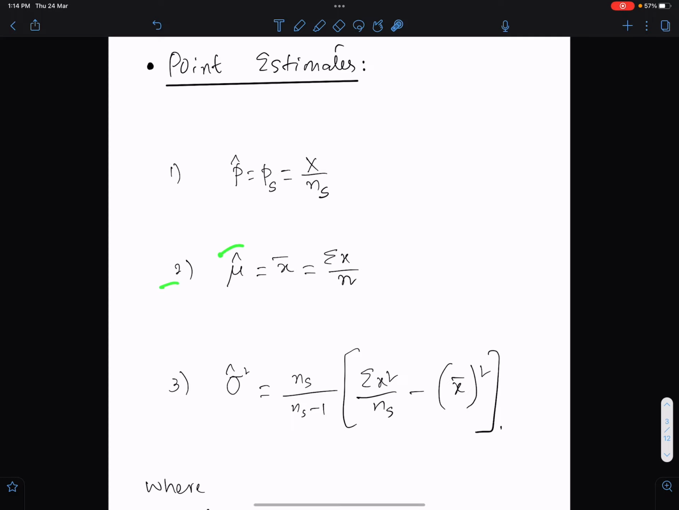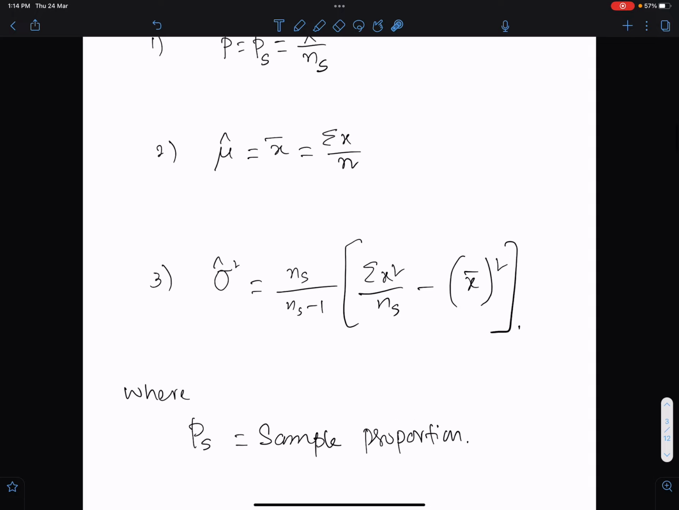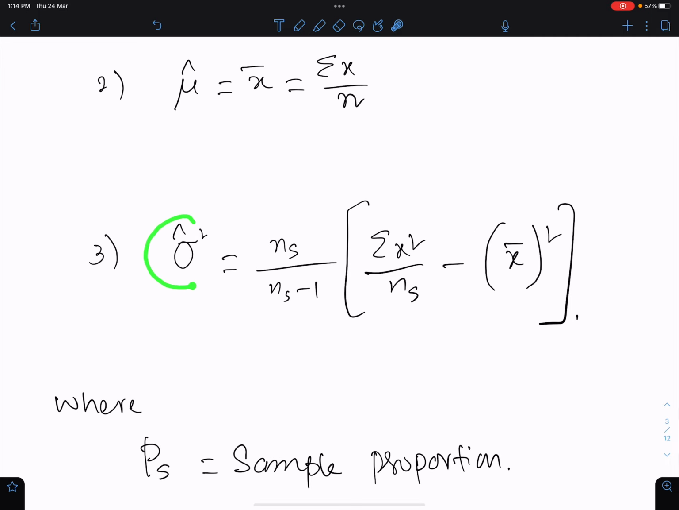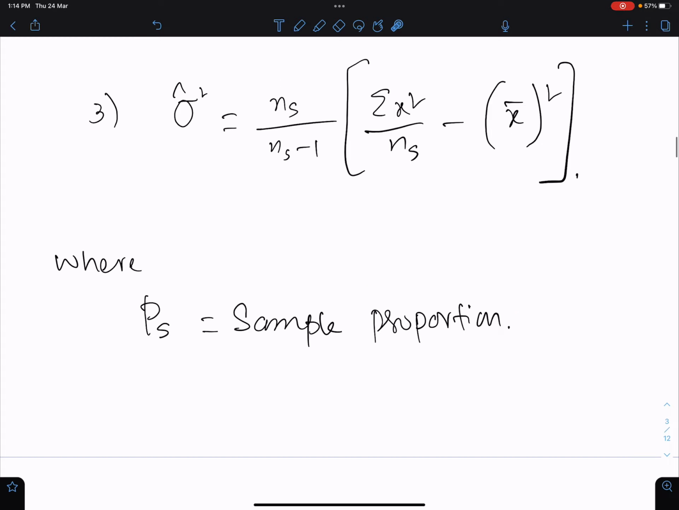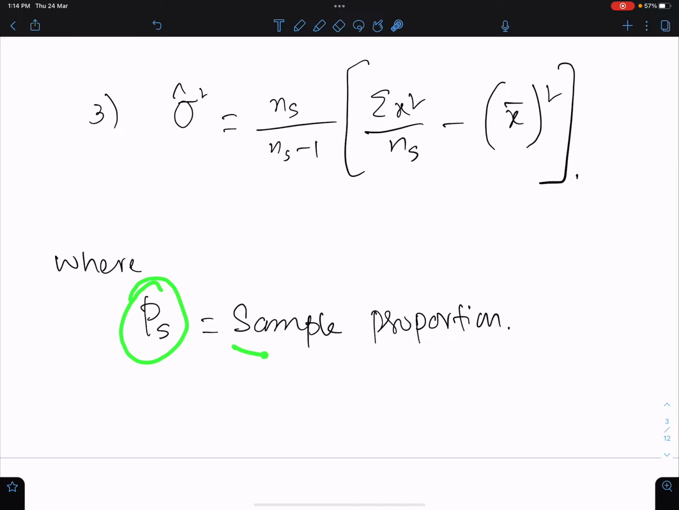Formula number two, mu cap. Mu cap means the unbiased estimate of population mean, and this is equal to the sample mean, and this is the formula of sample mean. Number three, the unbiased estimate of population variance, and the formula of this is n_s over n_s minus 1 times the sample variance, S squared. This is the formula of sample variance, where this P_s means the sample proportion.